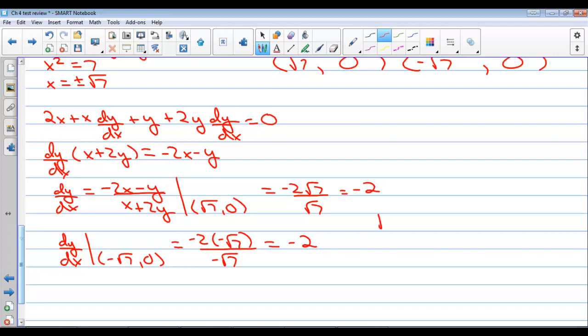So we might say both slopes equal negative 2. So tangent lines are parallel. And then it says, well, what is the slope? And then our final answer is just, well, it's negative 2. Final answer is negative 2 then.